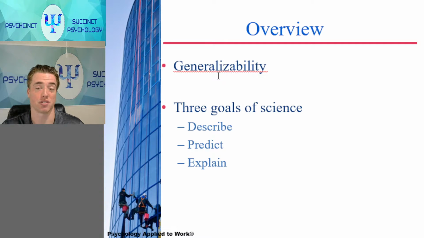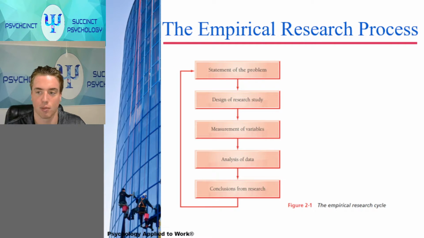And we have the 3 goals of science, which are to describe, like what you're researching, what the problem is, the kind of phenomena. To predict what your research is going to find, what potentially could happen in your research. And then finally to explain your research process, how you split up your control and experimental groups, explain the findings, etc.